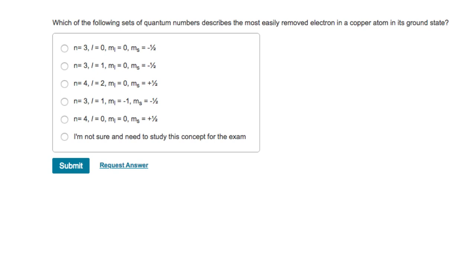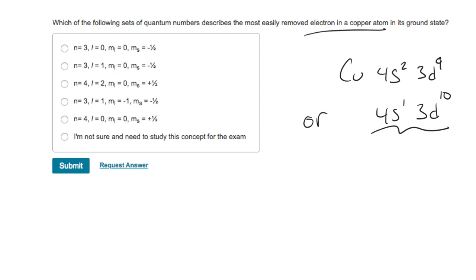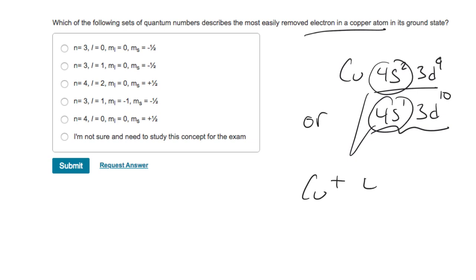Which set of quantum numbers would describe the most easily removed electron from a copper atom? Copper has one of two configurations you might be considering here: 4s2, 3d9. If you knew it had an anomaly, you might be thinking it's 4s1, 3d10. This is its actual configuration, but the other is the one you would probably expect. But to answer this question, it doesn't make any difference, because in either one, this is the electron you would expect to be lost first. So copper plus would have either a 4s1, 3d9 configuration, or probably its actual configuration, 3d10.